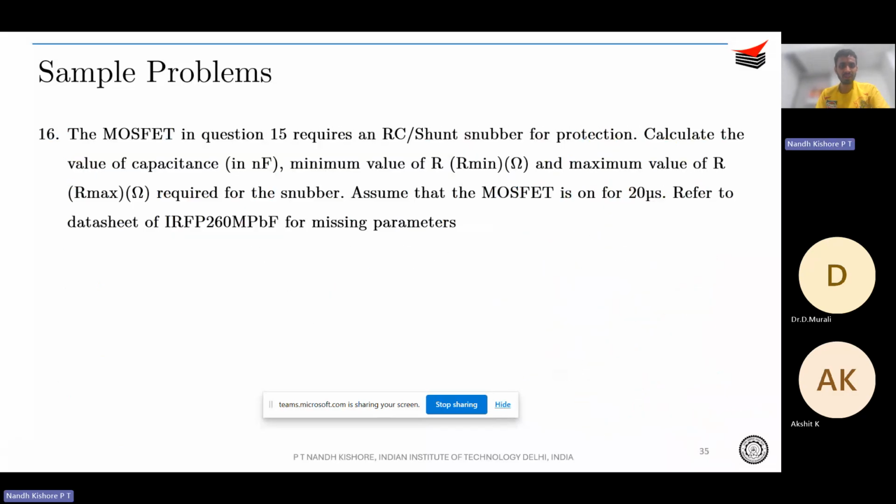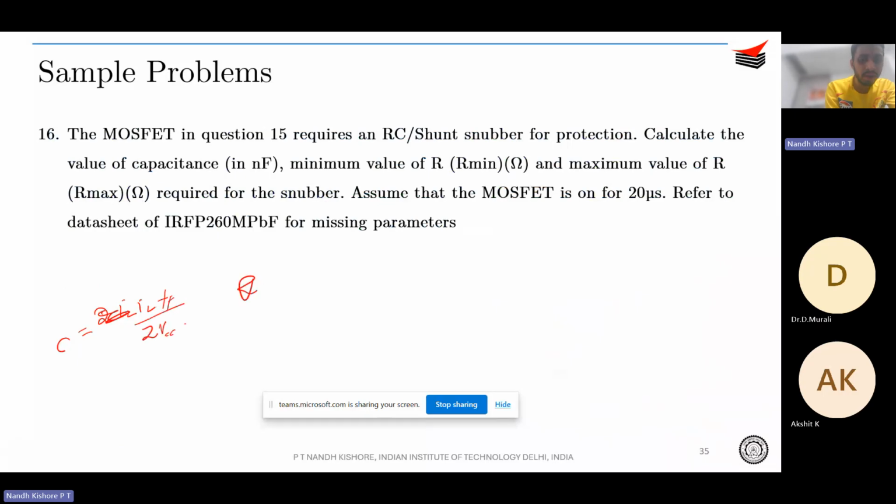Right. So this is again a straightforward question. Again, so what do you do in order to arrest this? You use an RC shunt snubber, right? So that is what is asked. So it uses an RC shunt snubber for protection. So calculate the value of capacitance, the minimum value of resistance, and the maximum value of resistance for this number. So you of course know the calculation by now, back of the hand probably. You know C is equal to what? 2, I'm sorry, IL TF by 2 VCC.